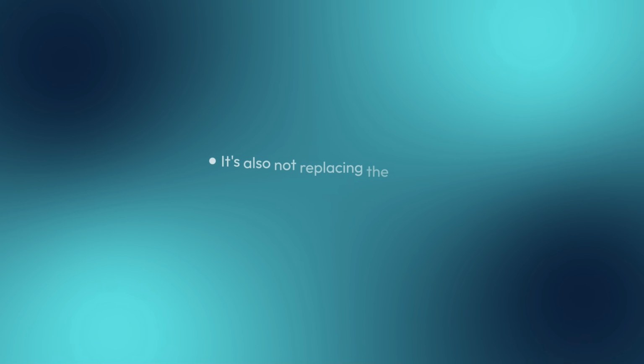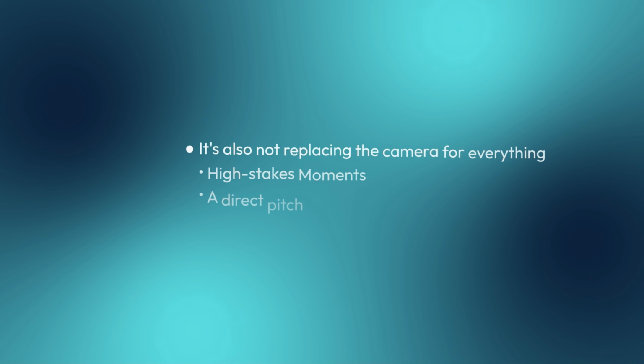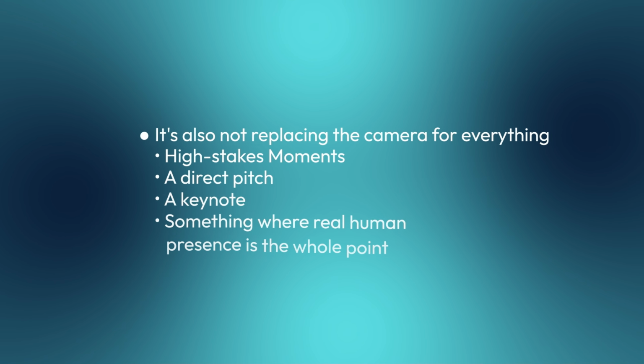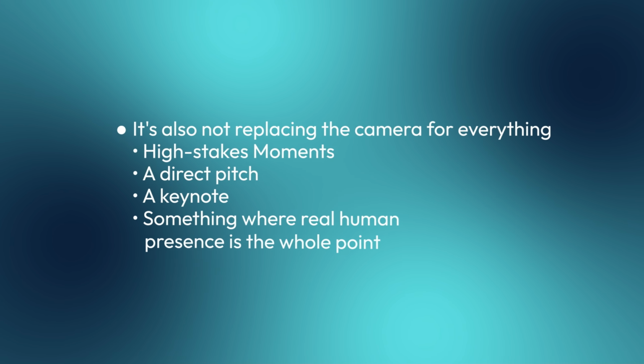What it doesn't do. Your training footage quality determines your avatar quality. Bad lighting in means a mediocre avatar out. The 20 minutes you put into a solid setup before you record pays off in every video after that. It's also not replacing the camera for everything. High stakes moments, a direct pitch, a keynote, something where real human presence is the whole point. Those still benefit from actually showing up. Your AI twin is for the volume work.